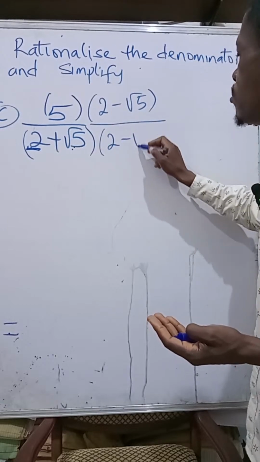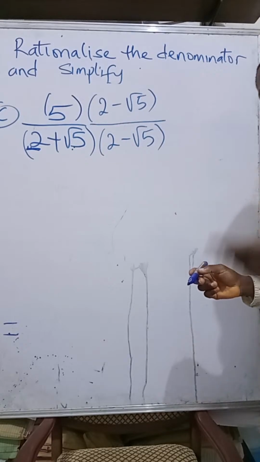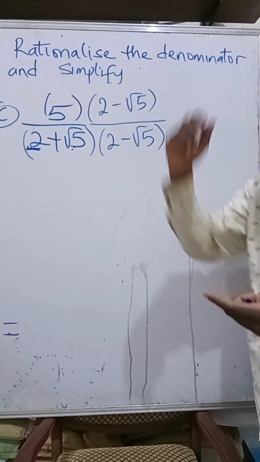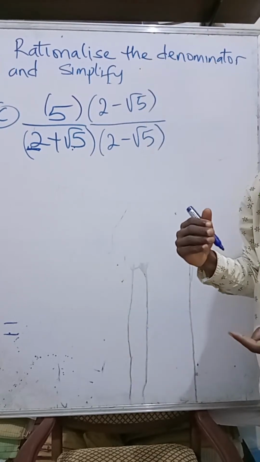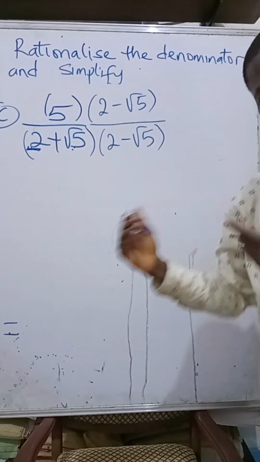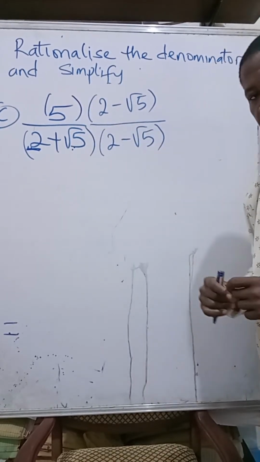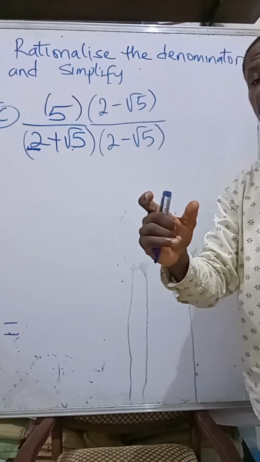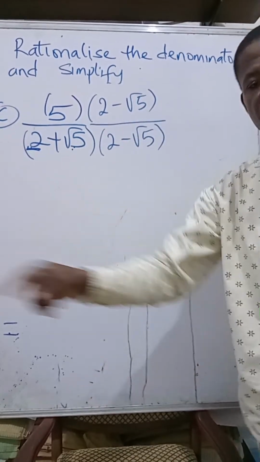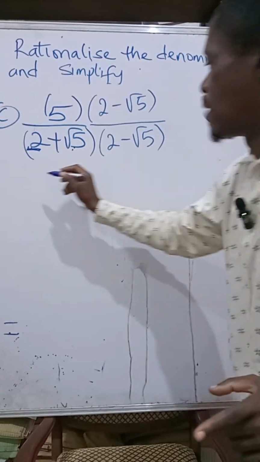Use it to multiply both the numerator and the denominator. Use the conjugate of that denominator to multiply the top and the bottom. By so doing, the irrational will turn to rational. That is the bone of contention: to change the irrational at the denominator to rational. We want to remove the roots. So this is what we now have.